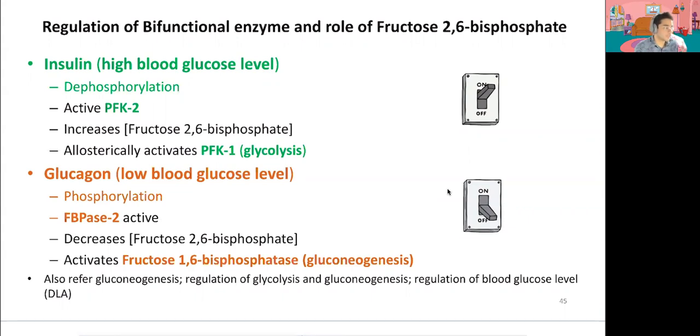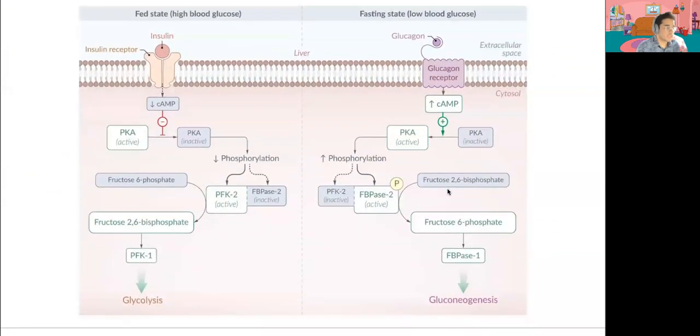Whereas glucagon is going to tell you, we need glucose. Please phosphorylate everything. FBPase2 gets active and it starts decreasing the fructose 2,6-bisphosphate, which is one of the allosteric regulators. So if there's less of it, it's not going to activate PFK1. So what is it going to do instead? It's going to take more of the fructose 1,6-bisphosphate that is created and move it towards a glucose producing or gluconeogenesis pathway. Here's a nice summary so you guys can view it from top to bottom and see how it works.